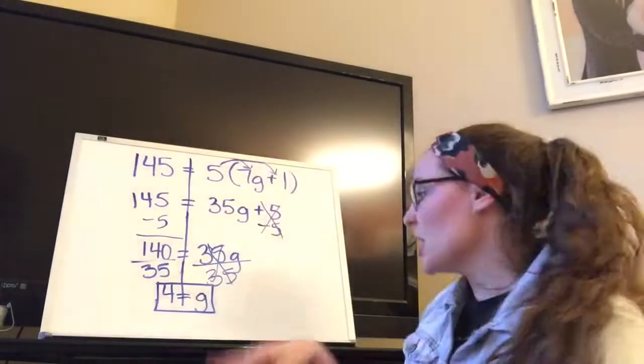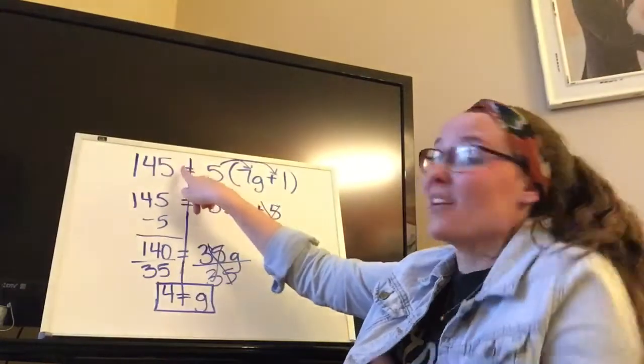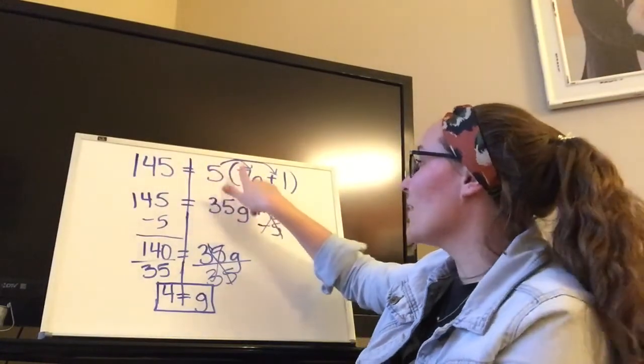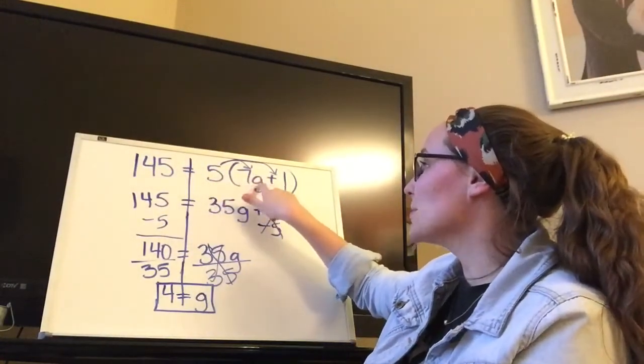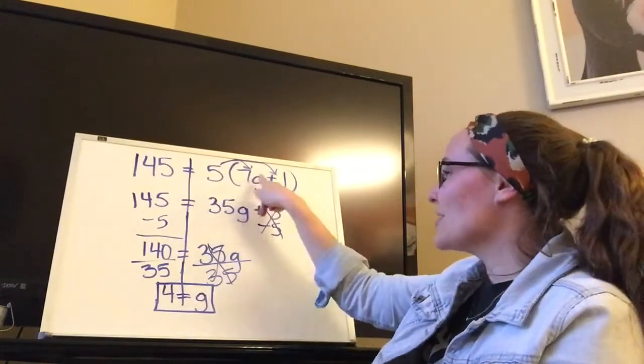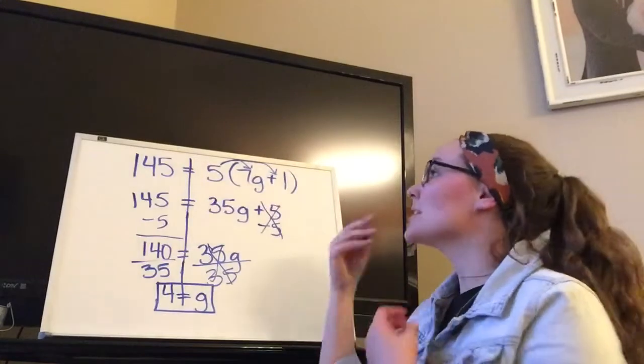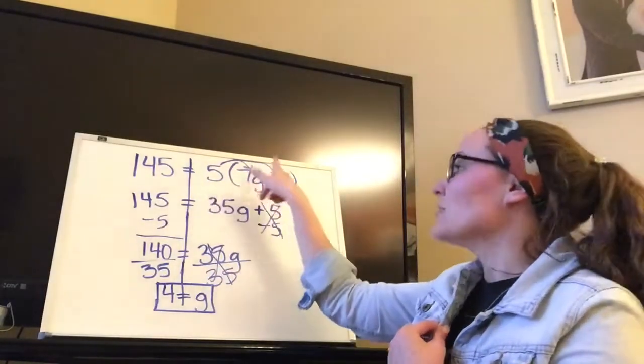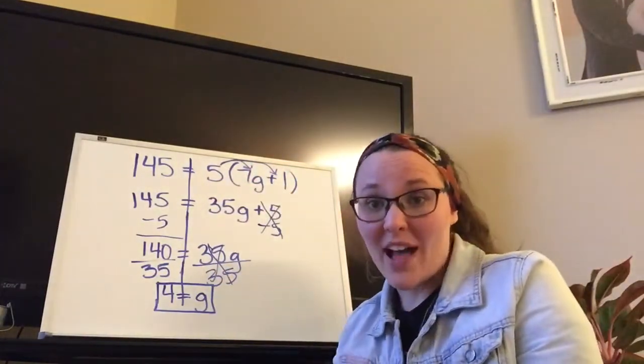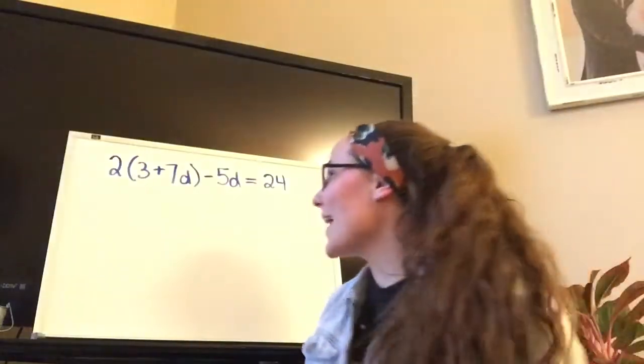original equation. So I would say 145, does it equal 5, open parentheses, 7 times 4 plus 1? Well, 7 times 4 is 28, and then 28 plus 1 is 29, and 5 times 29 is 145. So yes, it works. All right, last problem here.